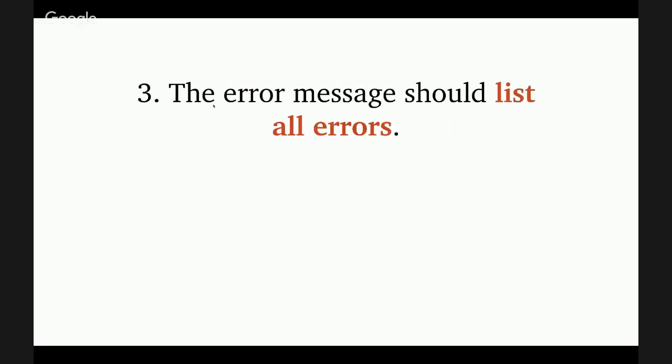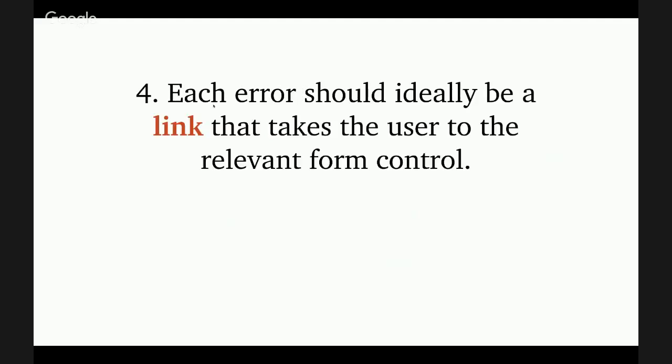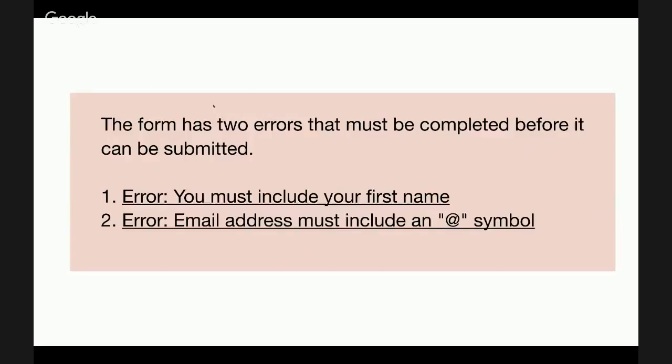The error message should list all the errors in the form so that users know what's wrong with the form. And ideally, each error message should be a link that takes users to that relevant form control. So this is, I mean, it's ugly as hell, but this is a good example of an error message. It informs the user that there are a bunch of errors, and it lists the errors for them, and they can link straight off to those errors inside the form.